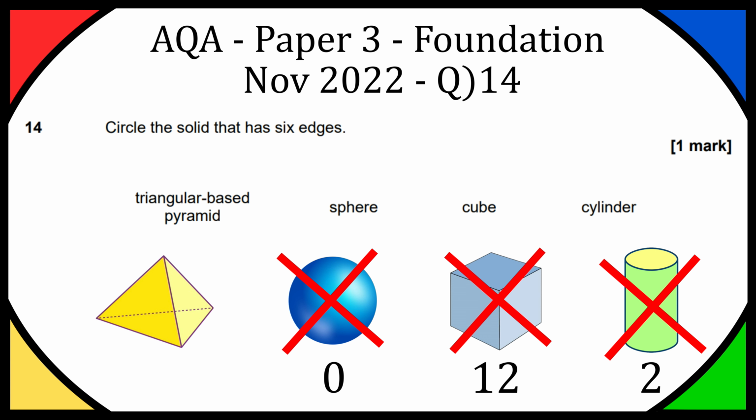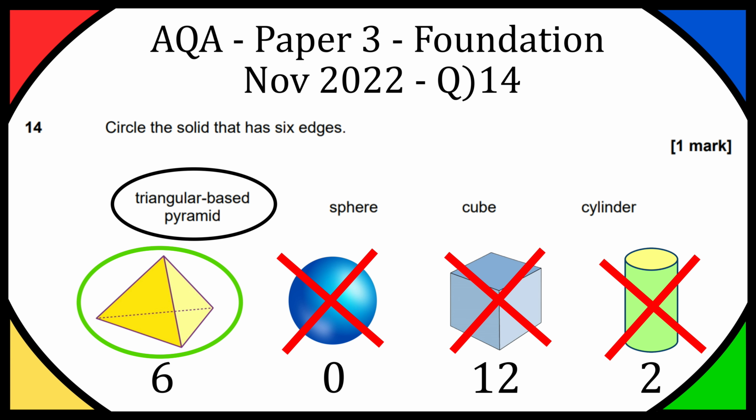And then finally we have a triangular base pyramid. We can see we have 3 edges on the top part going towards that point and then 3 edges on the bottom. So the answer is going to be the triangular base pyramid. Pretty straightforward question once you see the shapes or solids. So hopefully that all made sense.